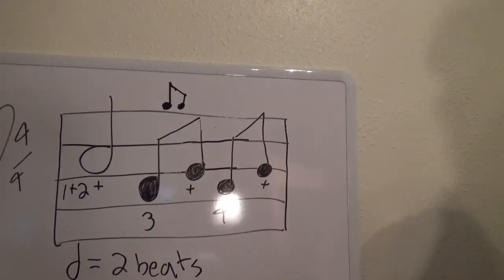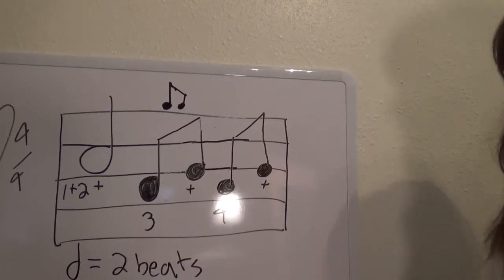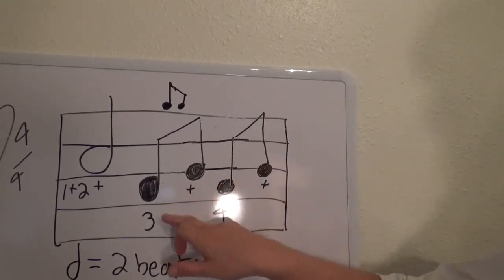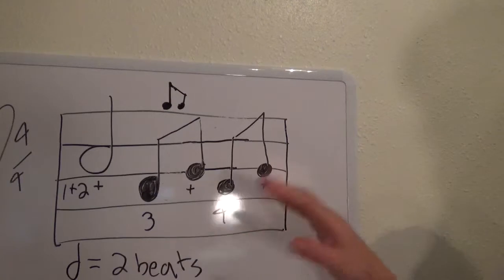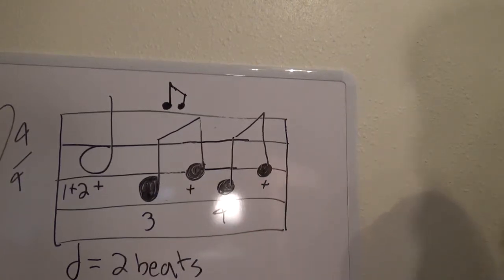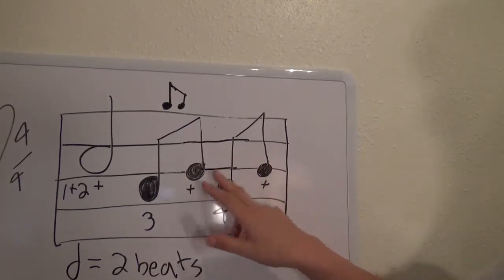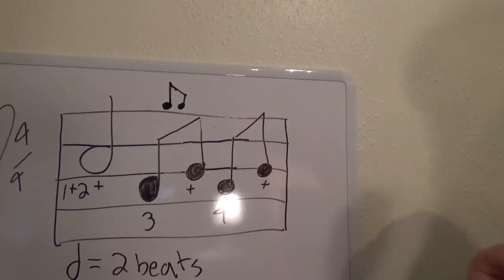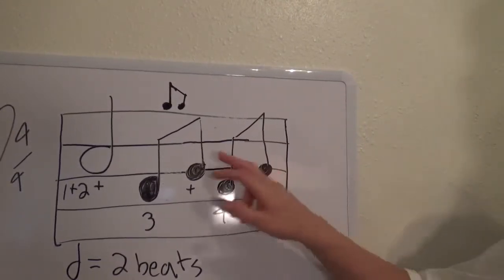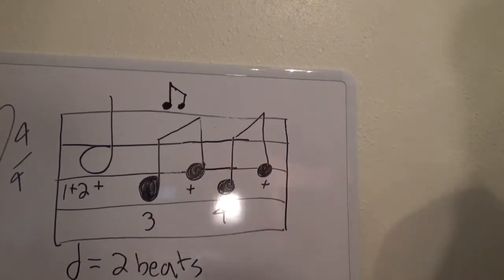1 and 2 and 3 and 4 and. Do you see how I'm clapping on the and? Because before, with a quarter note, we're holding on the and because that's a half a beat. But now, since we have the eighth notes, those are worth a half a beat. So you're going to be clapping on the and, which means you're going to be playing these notes on the and. So let's listen to that one more time. 1 and 2 and 3 and 4 and.